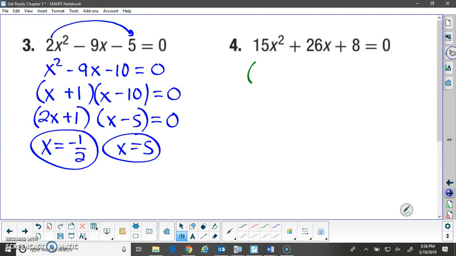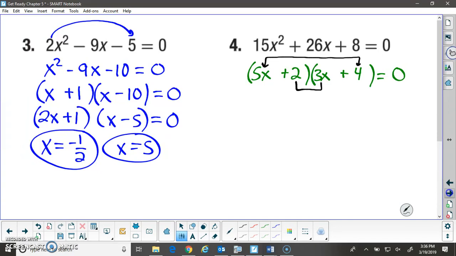Number 4, instead of sending it to the back, let's just use number sense to factor this. I'm going to go with a 5x and a 3x, because if we multiply those first terms, we get 15x squared. I'm also going to go with a positive 4 and a positive 2. And here's how I know this is correct. If I check the outside terms from FOIL, that gives us 20x. If I combine the middle two terms, the inside terms, that's 6x. If you combine those, you get 26x, which is the middle term of the trinomial. Therefore, our solution would have to be x equals negative 2/5 and x equals negative 4/3.